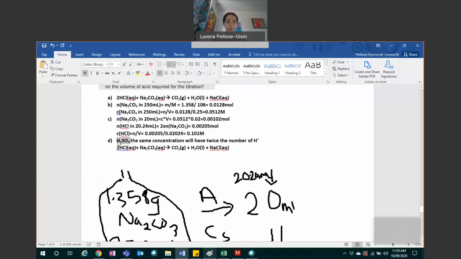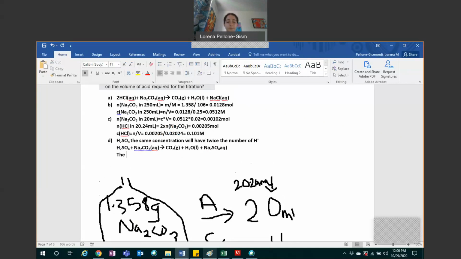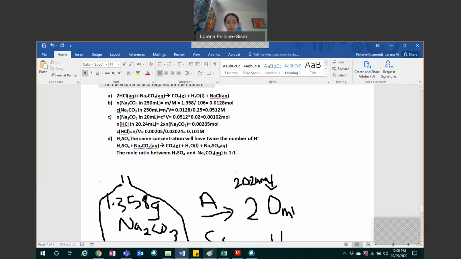So the mole ratio in this case is Na2SO4. In this case, it's actually a 1-to-1 mole ratio. Just got to feel like it's not balanced. No, it is. So the mole ratio between these two is 1-to-1, and they're asking the volume of the acid, and therefore less acid needs to be added.